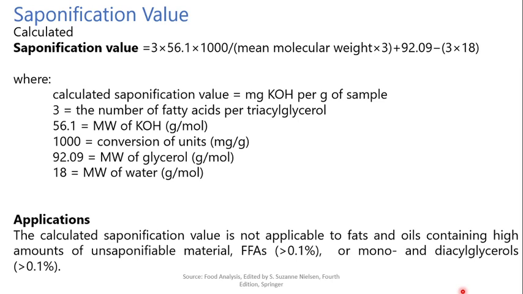plus 92.09 minus 3 into 18, where saponification value is in mg of KOH per gram of the sample, 3 is the number of fatty acids per triacylglycerol, 56.1 is the molecular weight of the KOH, and 1000 is the conversion of units from gram to milligram per gram. 92.09 is the molecular weight of glycerol in gram per mole, and 18 is the molecular weight of water. Then what are the applications?